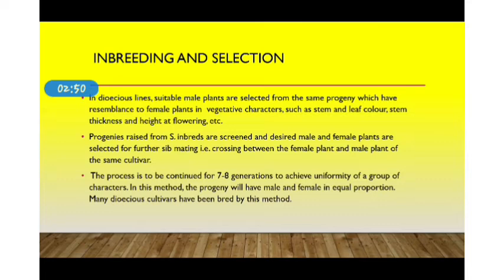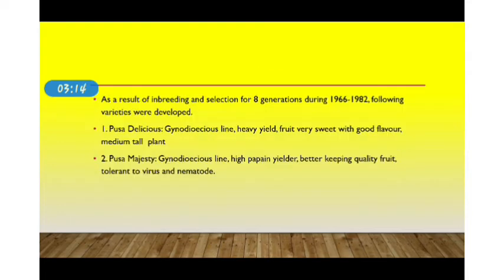Progenies raised from seed inbreeds are screened and desired male and female plants are selected for further sib-mating. That is, crossing between the female plant and male plant of the same cultivar. The process is to be continued for 7 to 8 generations to achieve uniformity of a group of characters. In this method, the progeny will have male and female in equal population. Many dioecious cultivars have been bred by this method.